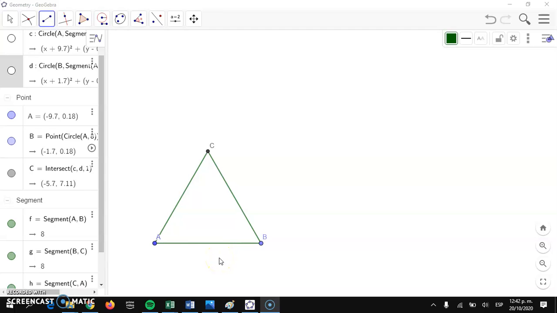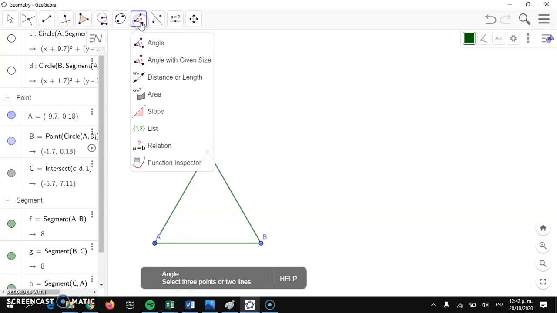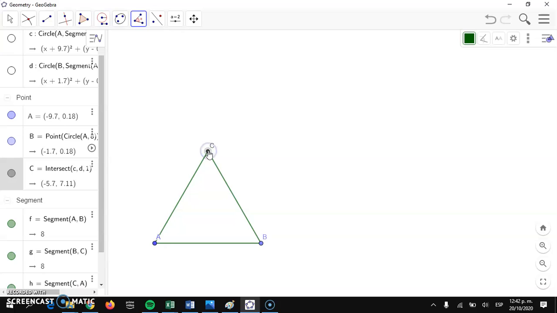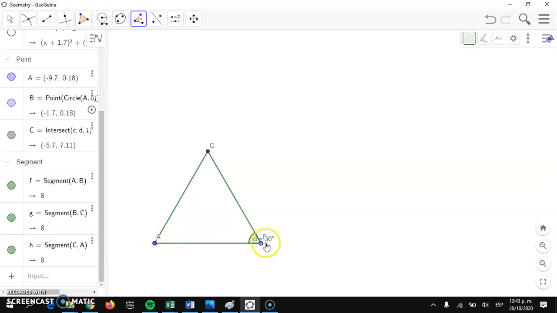And now we're going to measure the angles. For measure the angles, we got to take into account the concept that we are measuring in, again, counterclockwise. That means that we're going to go against the hands of the clock in this movement. So for doing that, we're going to click over angle. We're going to click on the point C and we go against the clockwise. So then in B and then in A. So we got our first angle that is 60 degrees.